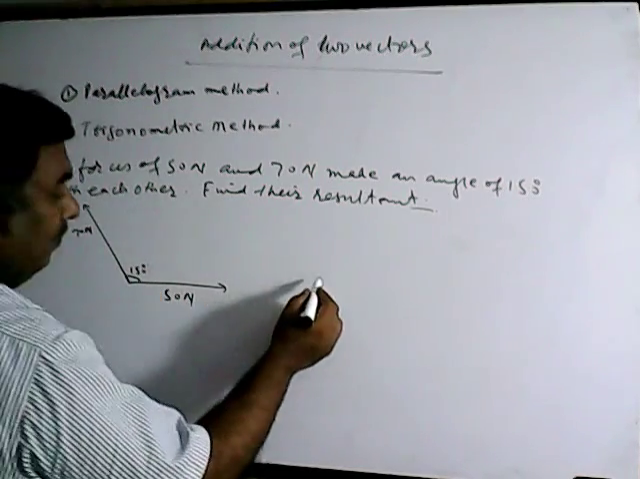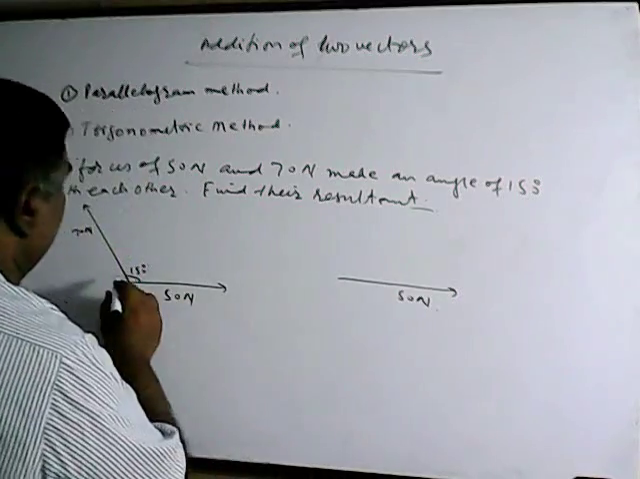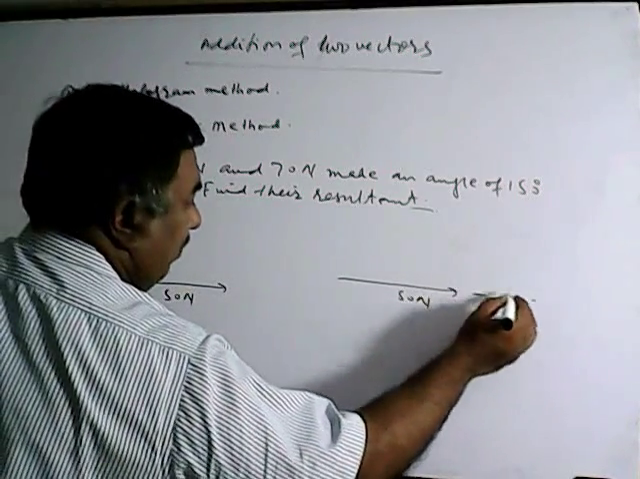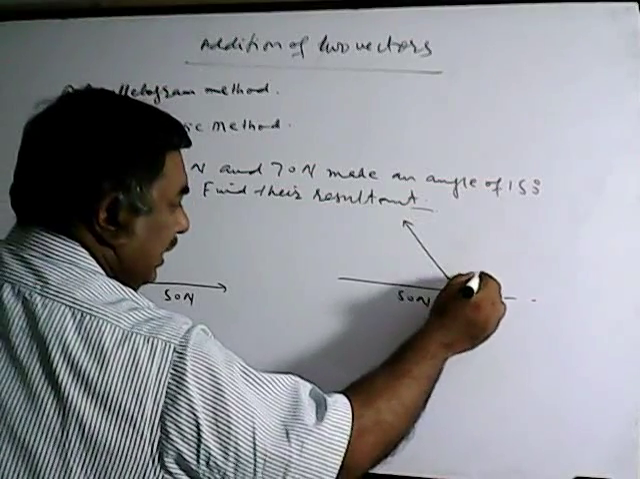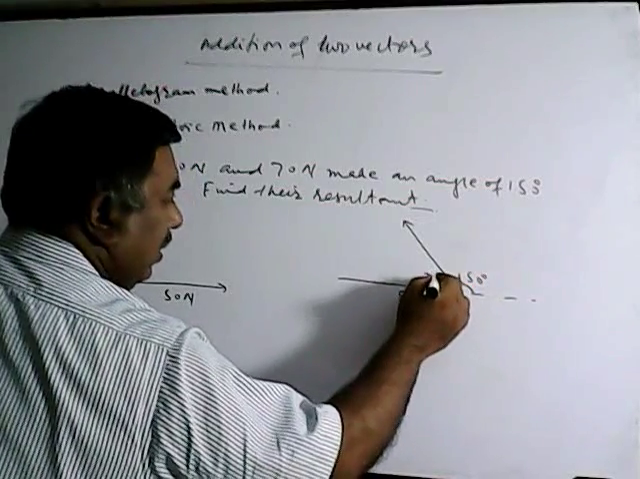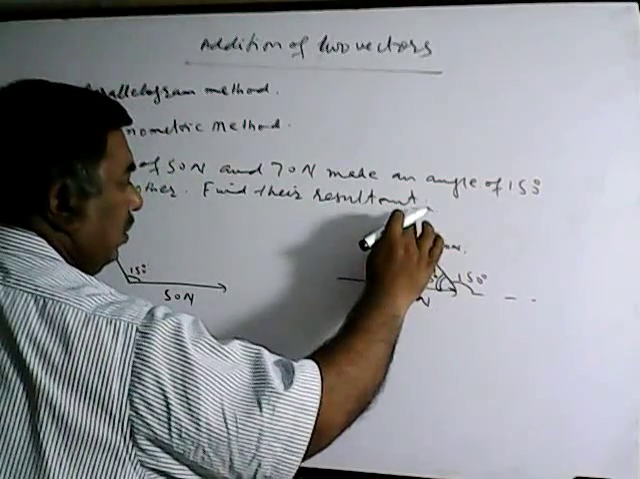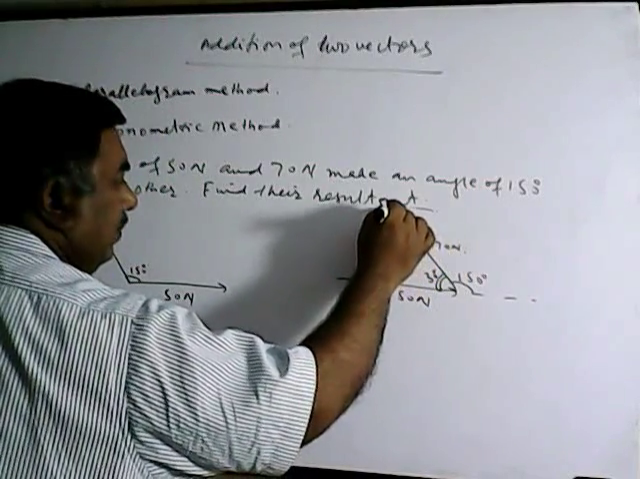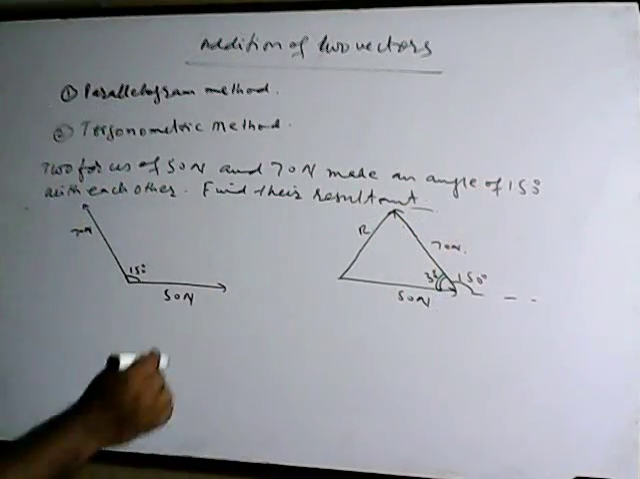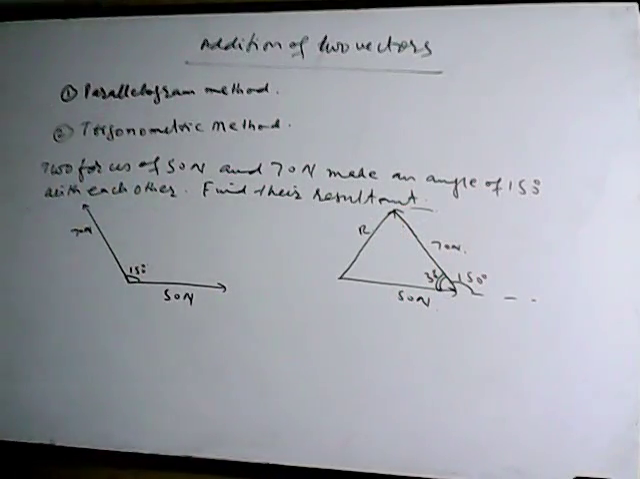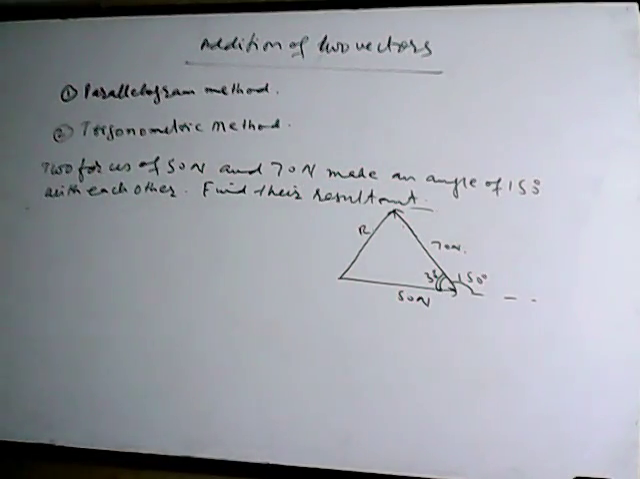So just if I want to write here, this is 50 Newton. My head to tail rule method, 150 degree here. I'll place 150 degree here. So this must be 30 degree, this one. 30 degree, and this is 70 Newton. And this is the resultant R. So I can calculate R by using the law of cosines first. Then I will find the angle.